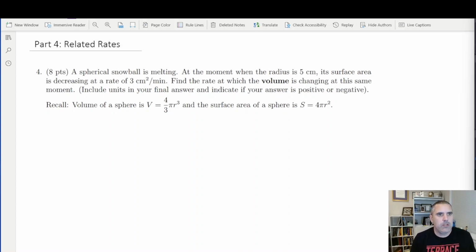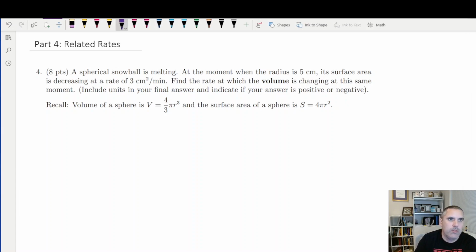Hello Math 124 fans. I'm going to continue my exam 2 review. This one's going to be about related rates. Ultimately, I really like related rates.